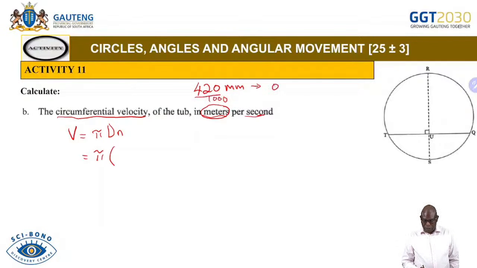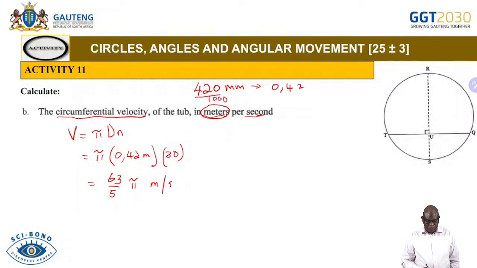So I'll get 0,42. This is now in meters. The revolutions there must be 30. Then my answer, if I work this one out, is 63 over 5 pi, in meters per second. Okay, all right. So please check your conversions. It's very important that you understand your conversions.